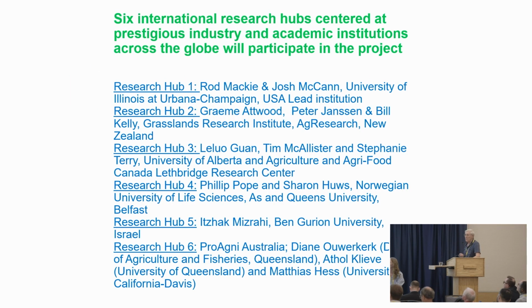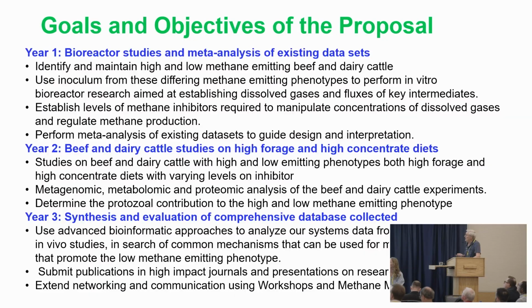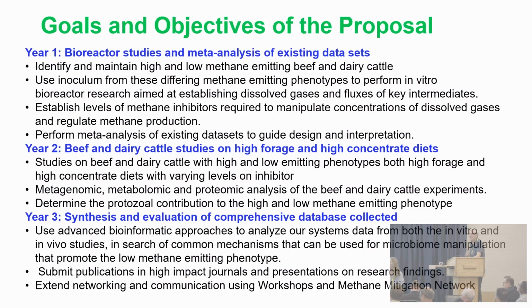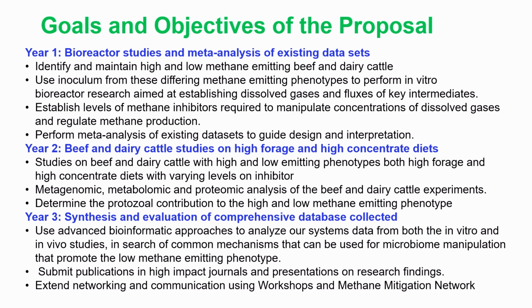So the Research Hub comprises these different centers. I don't really have time to go through them, but they include people from Illinois, Ag Research New Zealand, Canada, a European hub, but now Phil Pope has gone back to his homeland, Australia, Itzik Mizrahi in Israel, and then a commercial group, ProAgni, who are interested in the acetogenesis angle on that. So this would be a typical type of workflow for people that are working with animals.